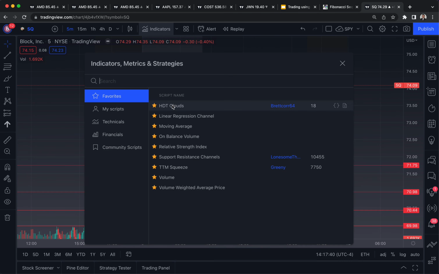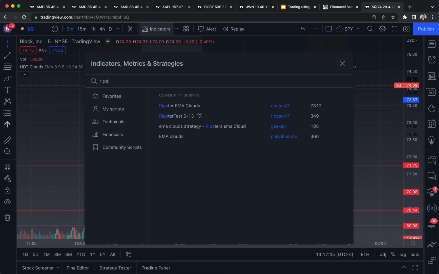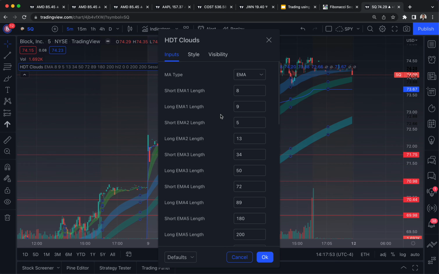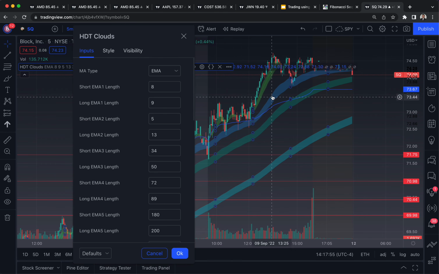Indicator section, I use HDT clouds. This is what I use. You could also use Ripster EMA as you please, or you could use my_EMA. They're all the same thing. Mine just is a little bit different. Mine has my exact settings. So you click onto it, yours are going to look exactly like mine.